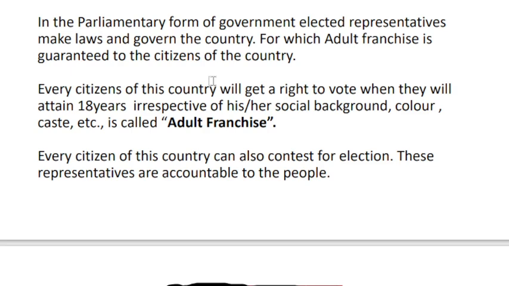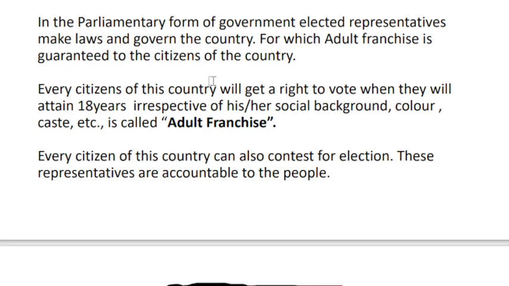Okay, every adult of the country has voting rights. How did they get a voting right? According to universal adult franchise, every citizen of the country who attains 18 years of age, irrespective of their caste, color, gender, or social or economic background, will get a right to vote.